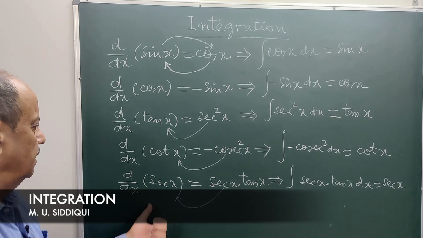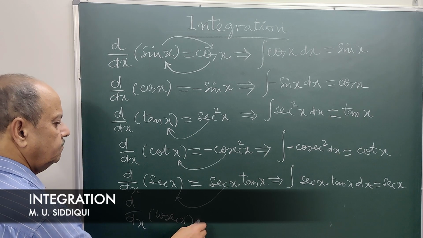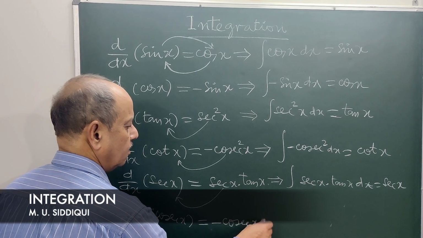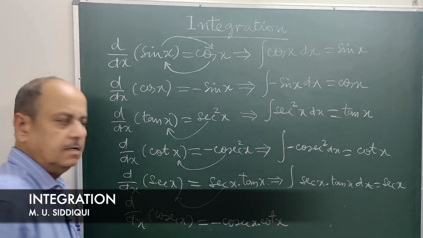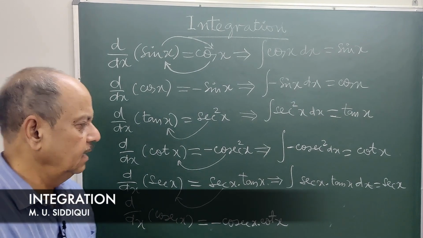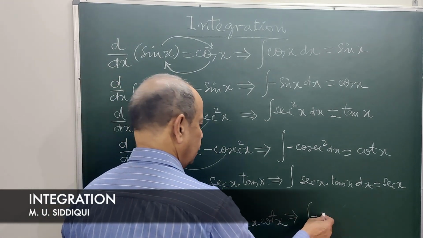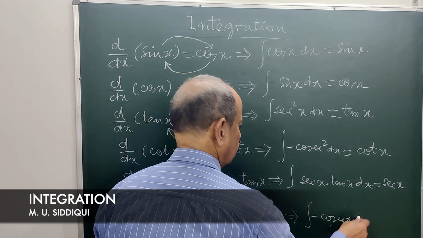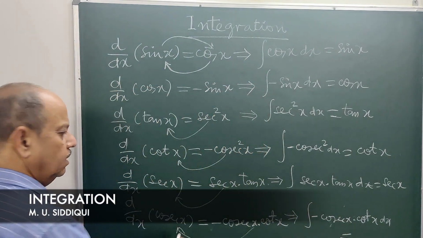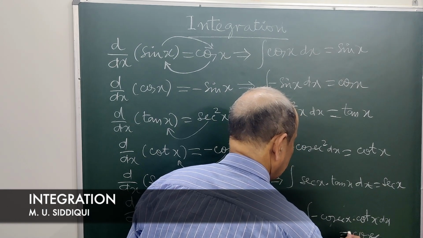Okay. One more, d/dx of cosec x was minus cosec x dot cot x. Differential coefficient or derivative of cosec x is equal to minus cosec x cot x. We have seen that. Here we will translate this and state that the integral of this expression, minus cosec x dot cot x, with respect to x will be equal to what? It will be equal to cosec x.